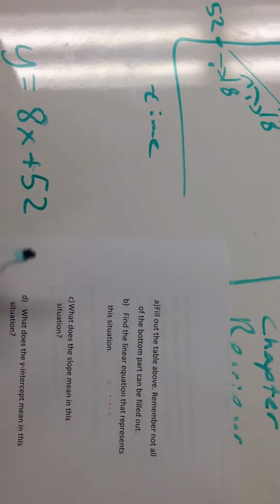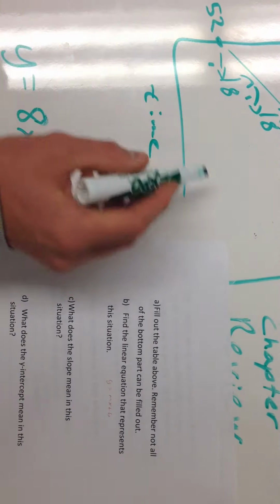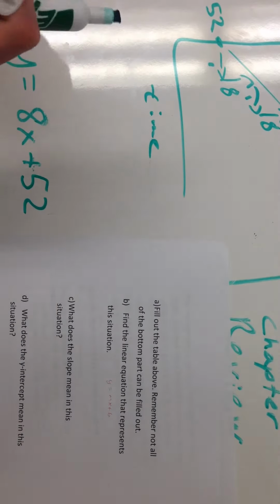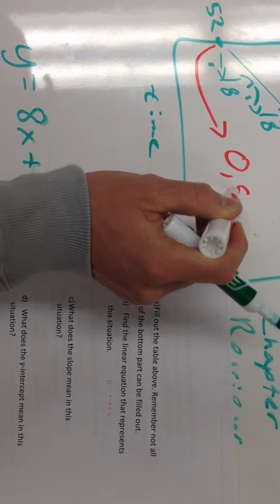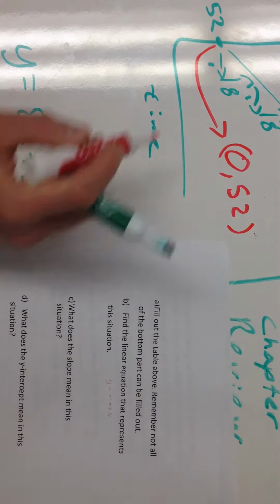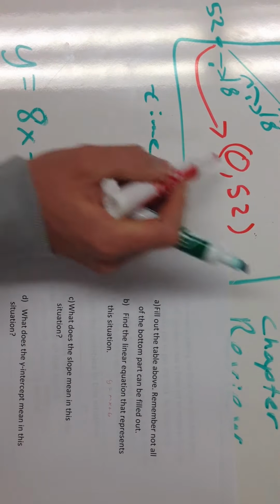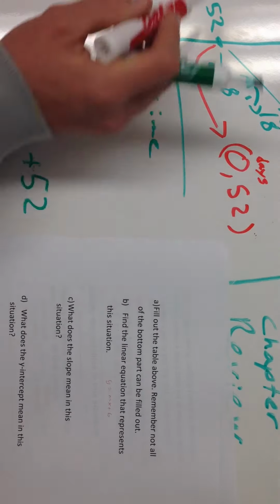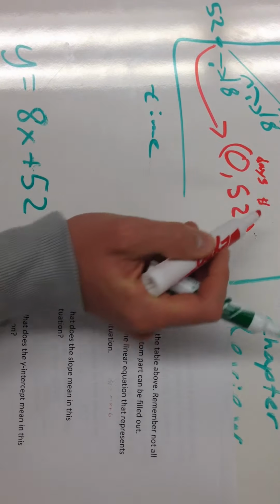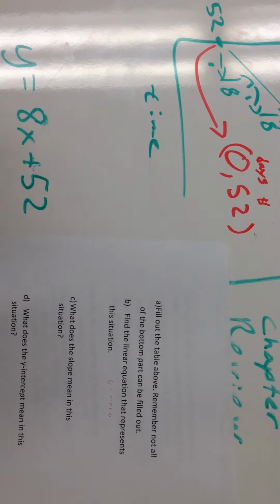D said, what does the y-intercept mean in this situation? Well, our y-intercept's right here. It's a point, and we're going to write it as the point (0, 52). So 0 is our x value, which was time. That means on day 0, how much money did he have? He had $52. That's his starting value for his money.